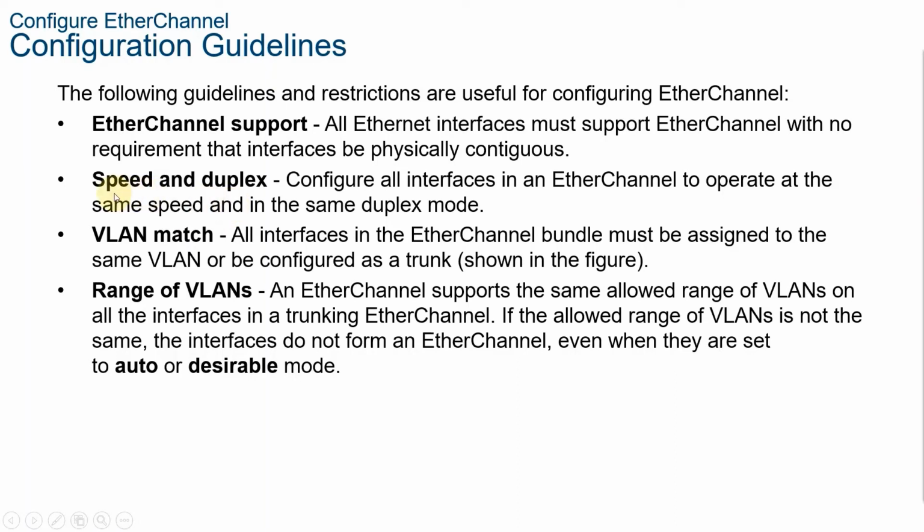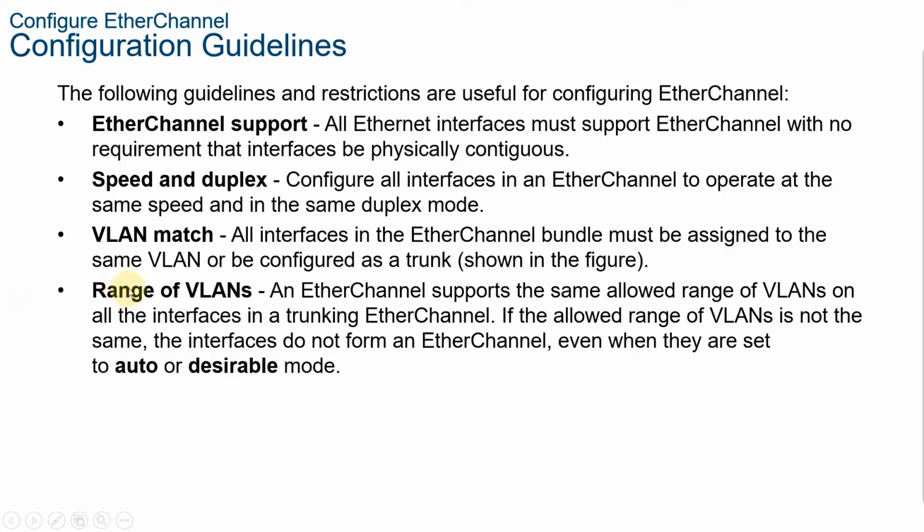The next one would be speed and duplex. Configure all interfaces in an EtherChannel to operate at the same speed and in the same duplex mode. VLAN mismatch. All interfaces in the EtherChannel bundle should be assigned to the same VLANs or be configured as a trunk.